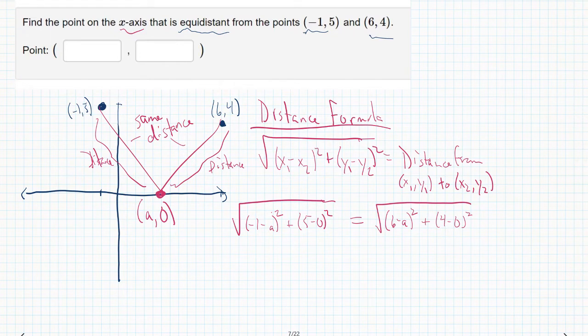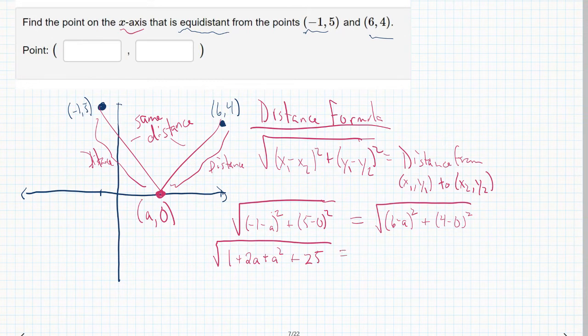Well, first off, we can simplify the inside a little bit. Notice we're just having a perfect square again. So this would be 1, 2 times the product of those two values, so that would be 2a. So 1 plus 2a plus a squared, and then 5 squared is 25. Right?